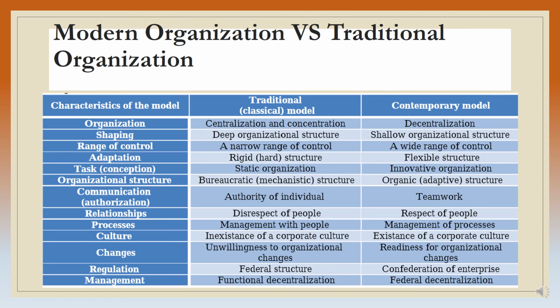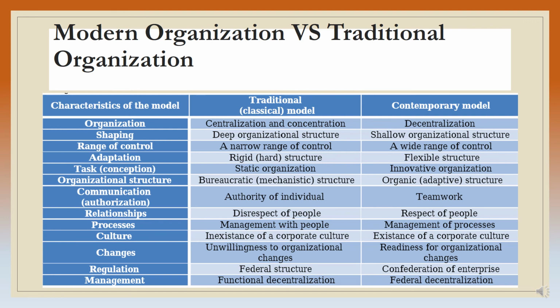What is it saying? The traditional organizations are essentially centralized and concentrated, whereas the modern models are decentralized. In the traditional models, there is a deep organizational structure, so it's more hierarchical, whereas the contemporary model has a shallow organizational structure. In the traditional structure, there is a narrow span of control, so only the top management is controlling, whereas in contemporary models, there is a wide span of control. At every level, the organization is controlled by managers.